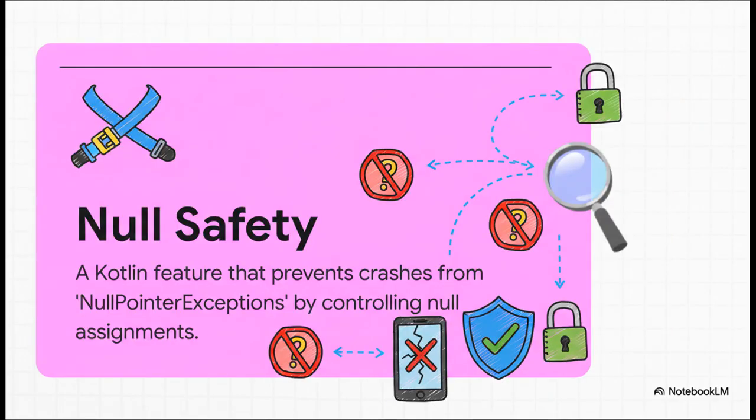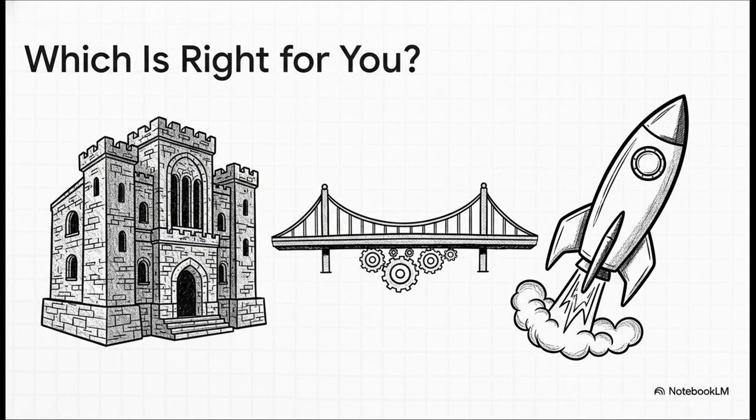And here is another huge win for Kotlin, something called null safety. Okay, imagine your app is following a list of instructions, and one of them points to, well, an empty box. In Java, that can cause a really common crash called a null pointer exception. Kotlin, though, has this built-in safety net that just prevents this from ever happening, which makes your app way more stable.